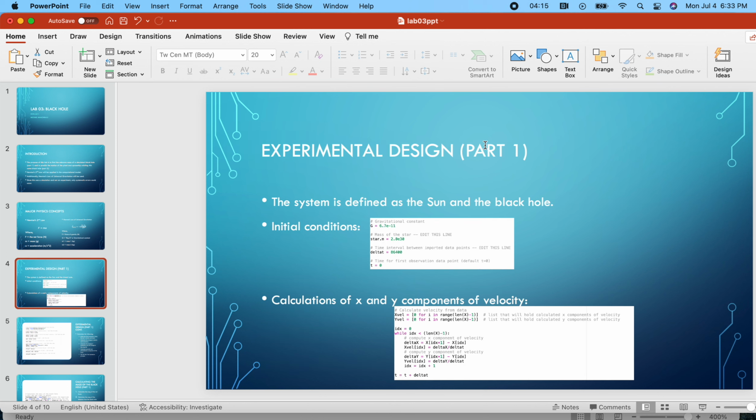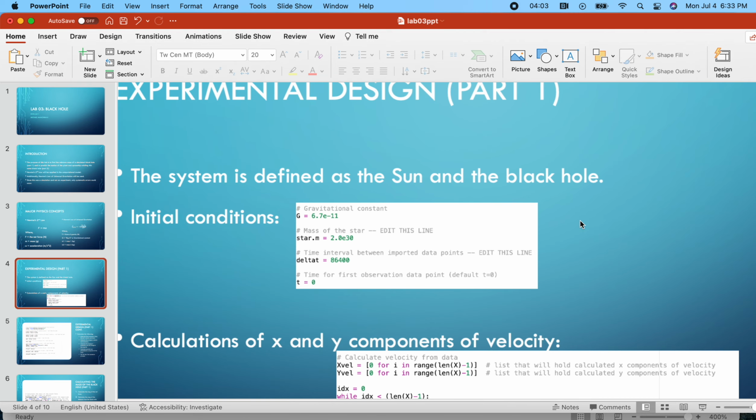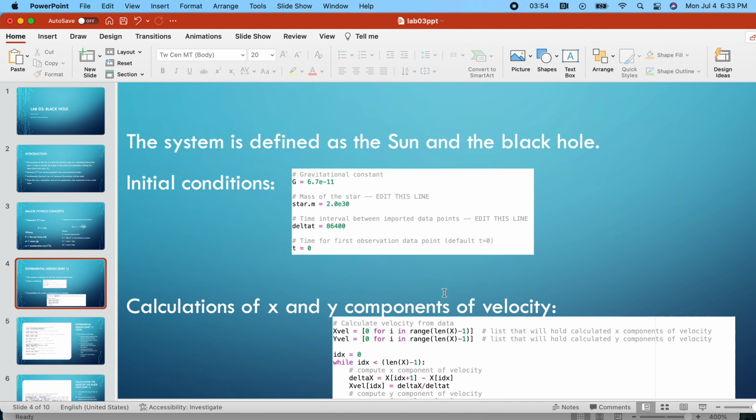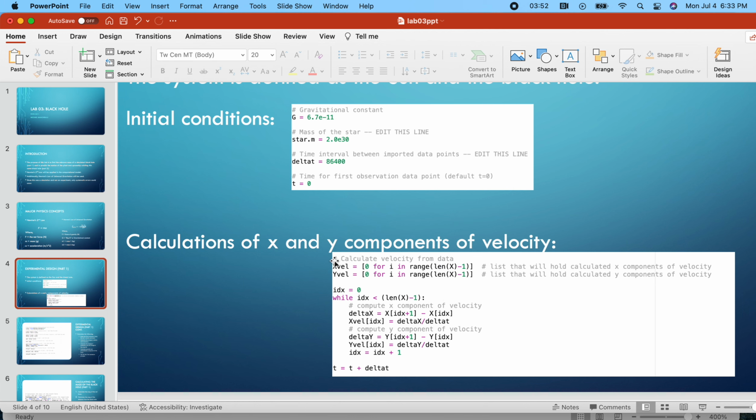So here's experimental design. We actually did not have an experiment in this lab this time. It was all coding and simulations. So the system is defined as the sun and the black hole in part 1. The initial conditions here are the gravitational constant, mass of the star, the time interval, which is how many seconds are in 1 year. Here are the calculations for the x and y components of velocity.